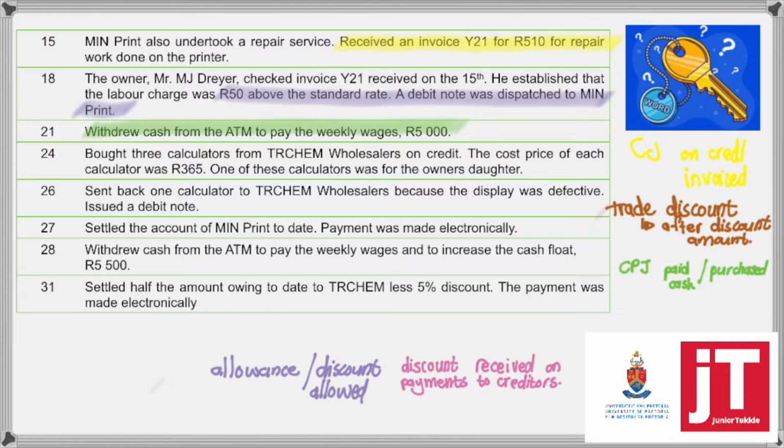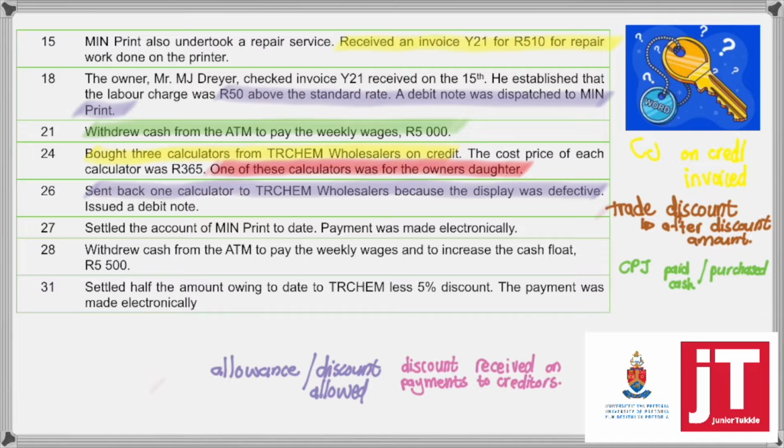Then bought 3 calculators on credit, so that will be the creditors journal, but remember 3 of them, each costing 365, so we're going to have to times by 3. One of these calculators was for the owner's daughter, so that will be drawings. Day 26, sent back 1 calculator to Trichem wholesalers because the display was defective. Issued a debit note. Now, if it was the one for his daughter, they should have specifically mentioned it. So we can assume that it was one of the calculators used in the business. So that's a normal allowance reversal for the business.